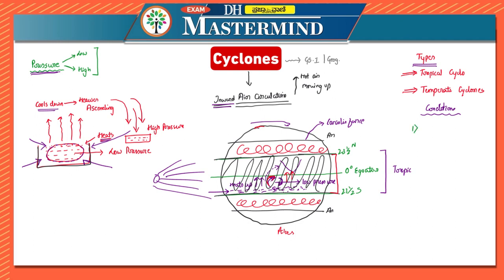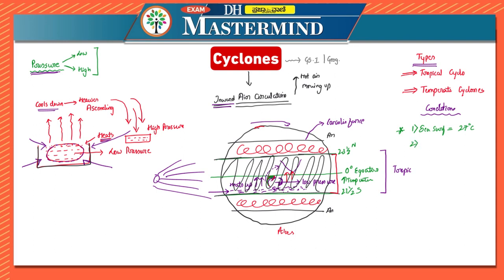First one is, because this air has to heat up, you need more temperature. So the sea surface temperature, because it is in the ocean, has to be more than 27 degrees centigrade. Very, very important. So what are the conditions for cyclones? First one is, sea surface temperature has to be at least 27 degrees or more.